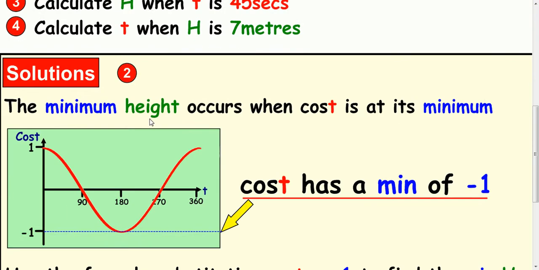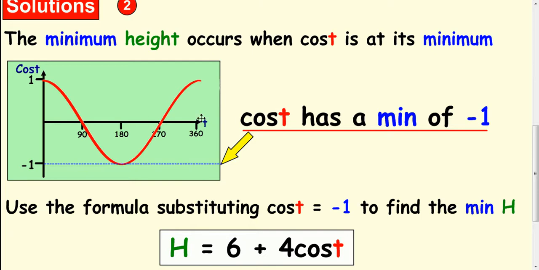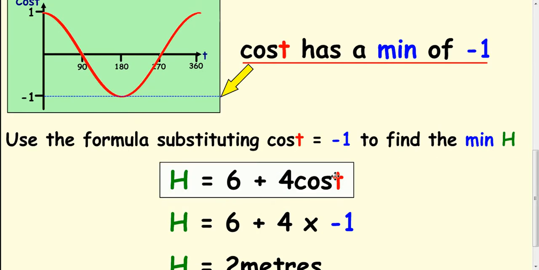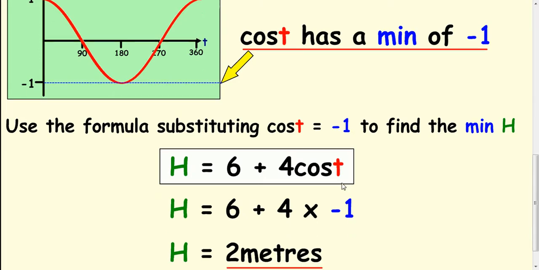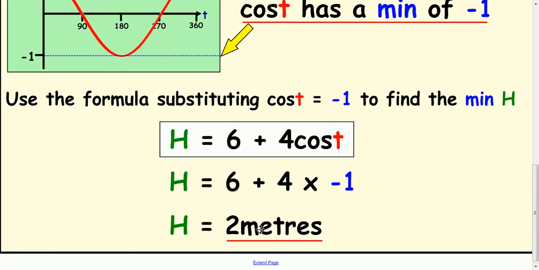To find the minimum, the same thing applies. The minimum value occurs when the cos of t is equal to -1. So if we substitute -1 into here, you're going to get 6 plus 4 times -1, which is 6 take away 4, which is 2. That's how you find the maximum and minimum values.